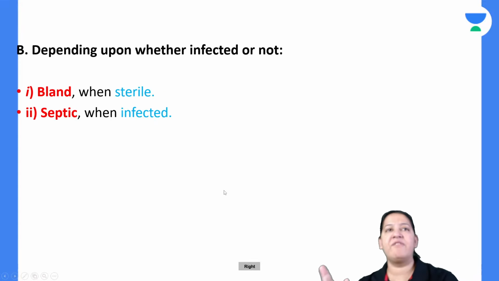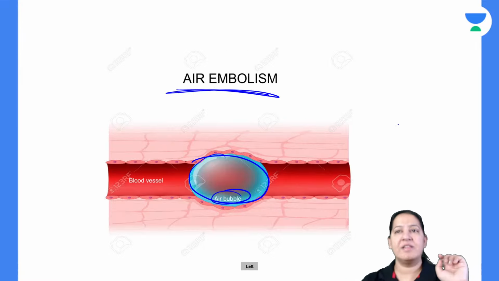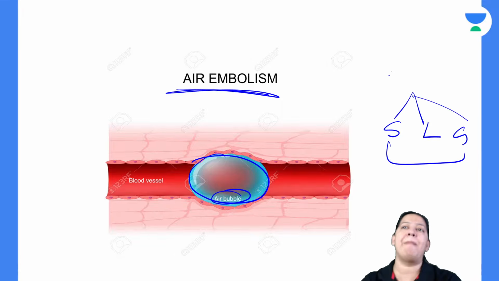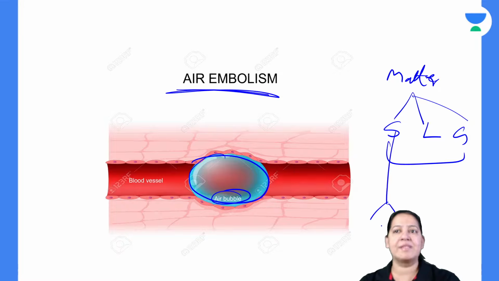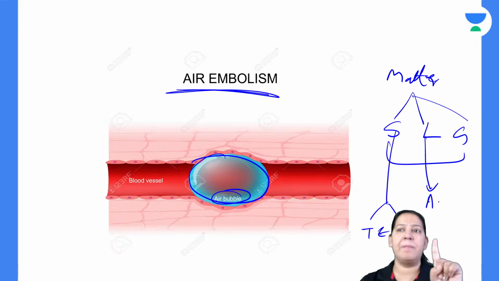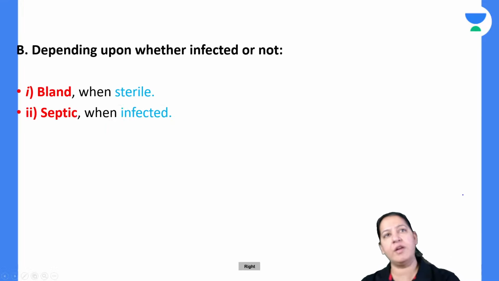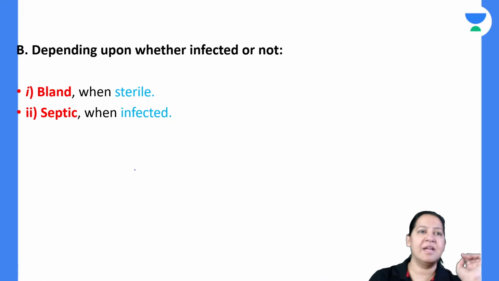So that was the first classification, based on whether it is solid or liquid or gas. The 3 types of embolism based on the matter. In the solid, I taught you 2 examples, thromboembolism and fat embolism. In the liquid, I taught you only 1 example, amniotic fluid embolism. And in the gas, it is air embolism. Have you got it?